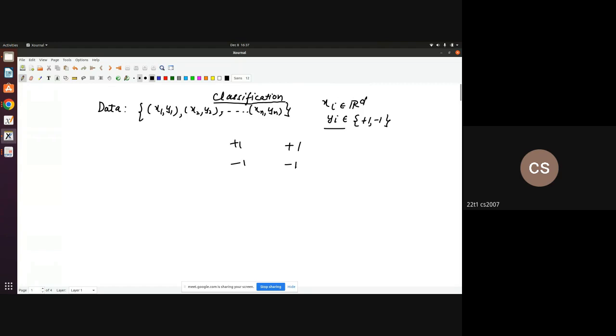And if it is not so, for example, for +1 we are getting a -1, and for -1 we are getting a +1, then we add up an error. This is the most intuitive way to see how much error a particular classification model is making, right? So if +1 is being predicted as -1, you add up an error of 1. Similarly, if -1 is being predicted as +1, you add up an error, and so on. This is the total error that you get.